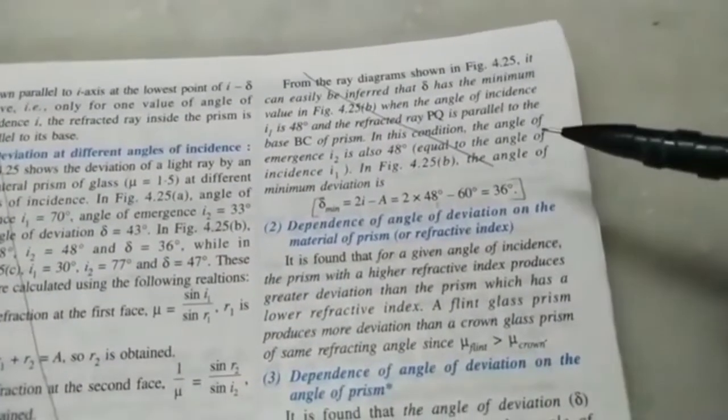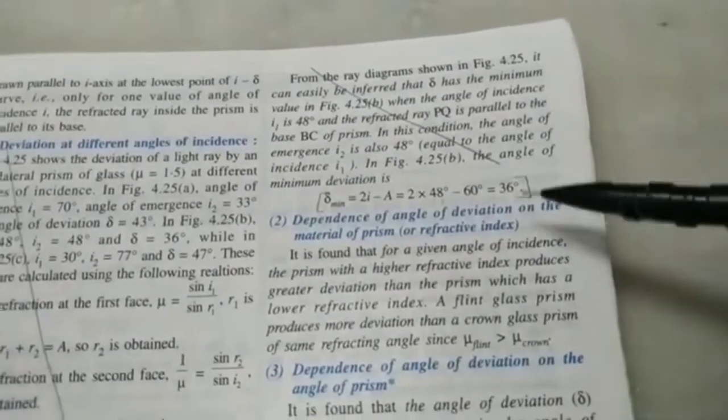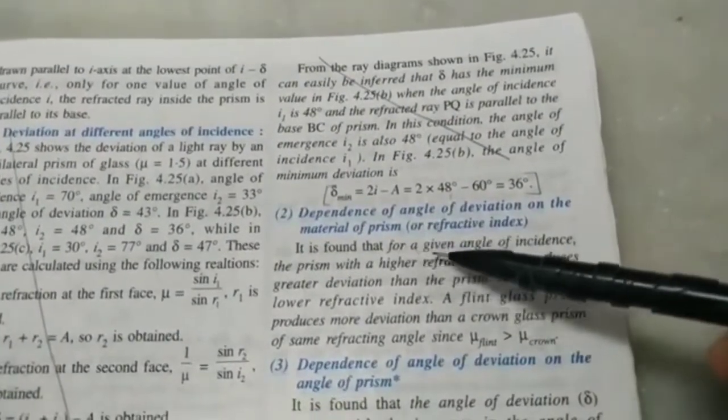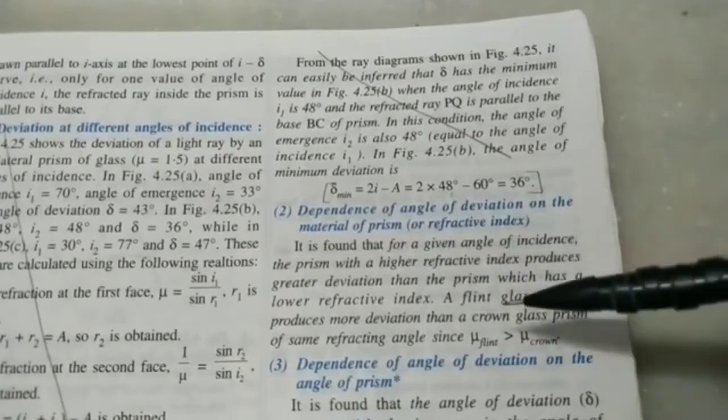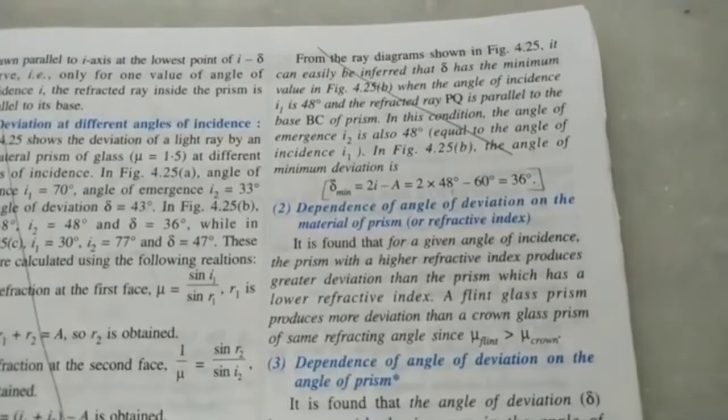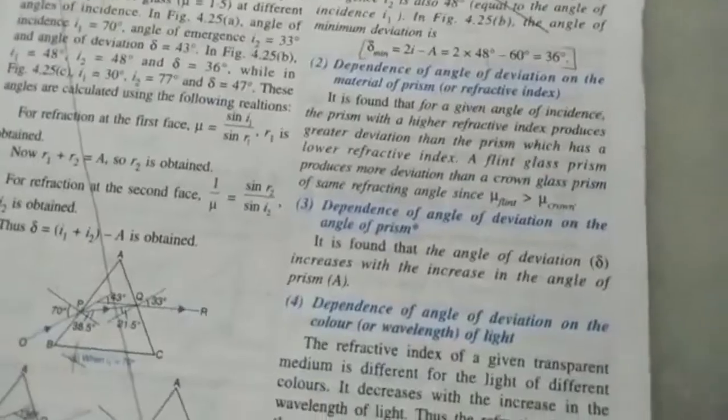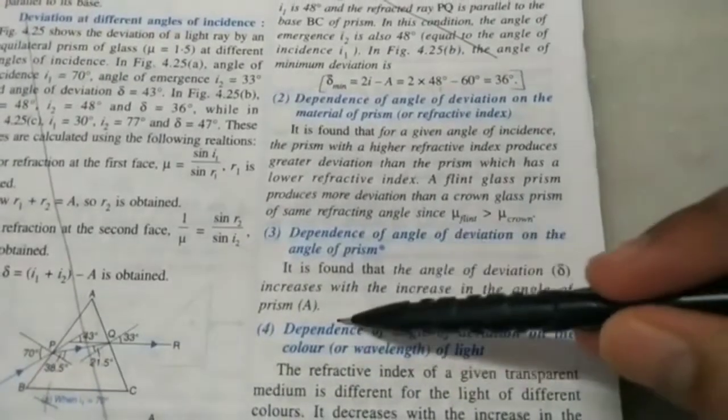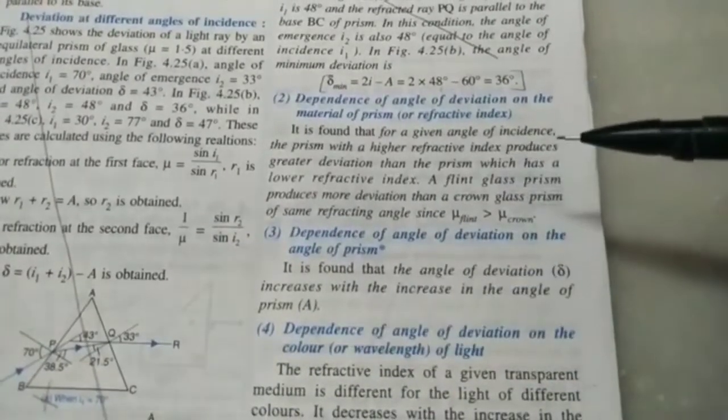The second factor which affects angle of deviation is the material of the prism, or the refractive index. If the refractive index is greater, the angle of deviation will also be greater. Next, it depends on the angle of prism A as well. As A increases, angle of deviation will also increase.